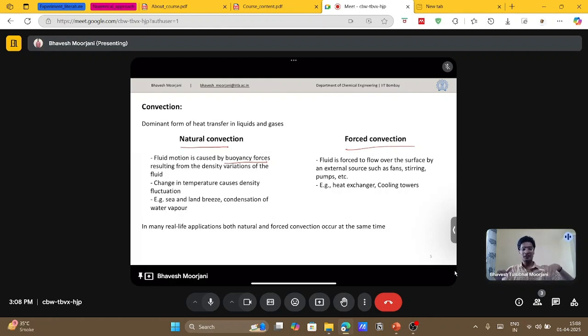Because of that, there is a vacuum being created, and that pressure difference causes the high density air to move from the surface to the earth, right? So this is the basic example of buoyancy forces and the density difference.